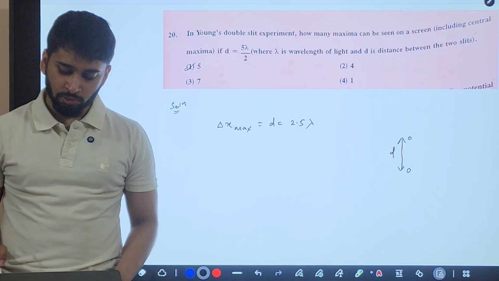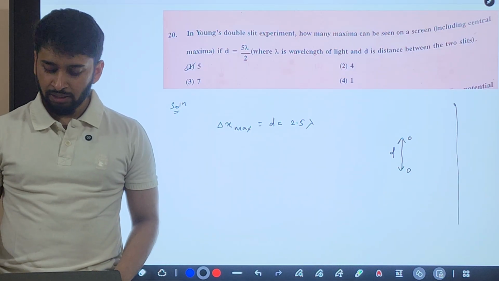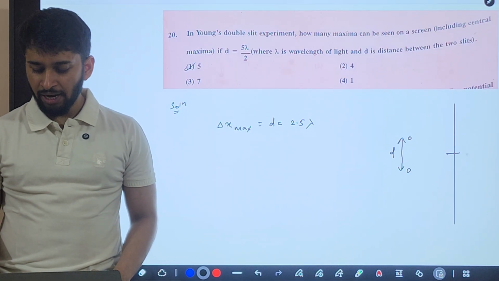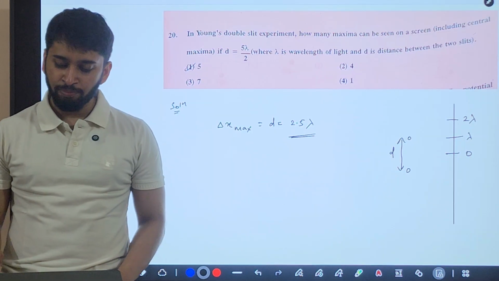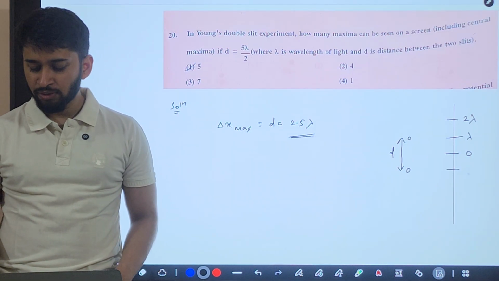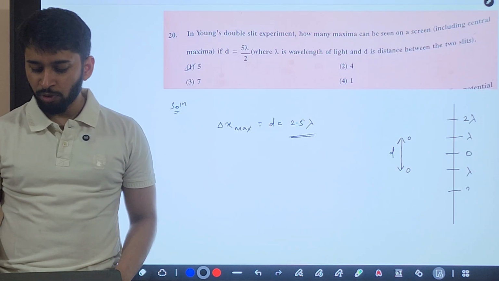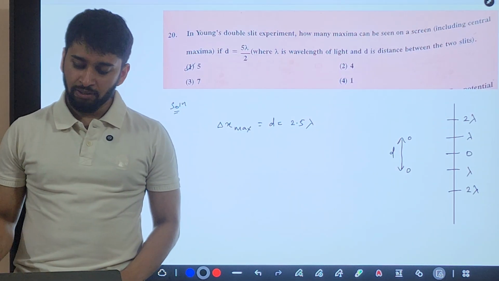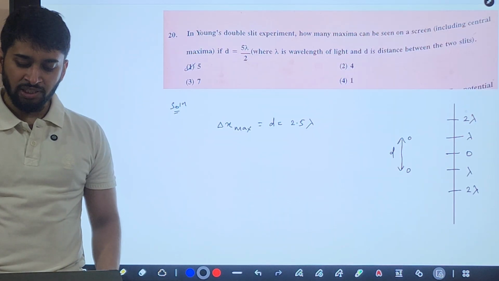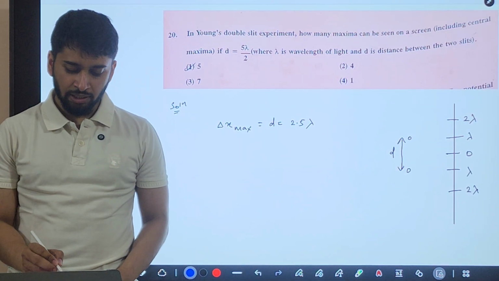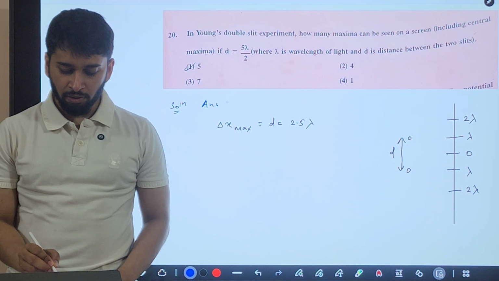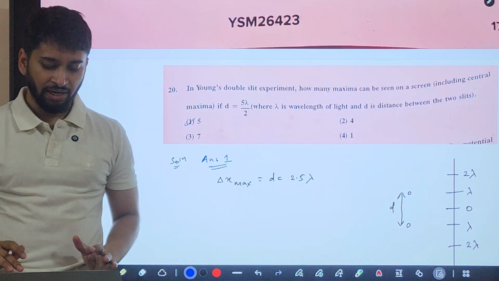See, 5 maxima are possible, because if this is the screen, at 0 you will have a maximum, at lambda you will have a maximum, at 2 lambda you will have a maximum, 3 lambda not possible, because the maximum path difference we can get is 2.5. So here as well as at the bottom, below the central maximum you could get 2 more. So 2 above the central maximum, 2 below, so overall 5 maxima will be there. So here the answer will be option 1, which is 5.